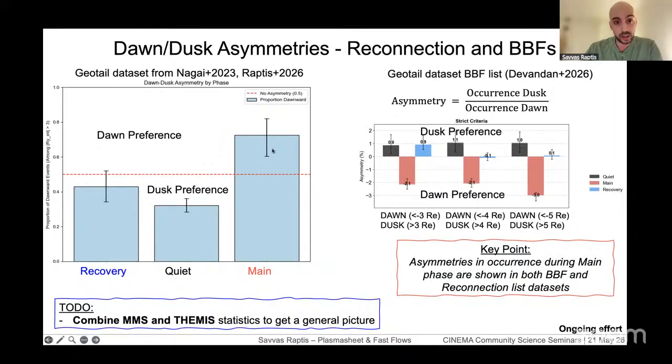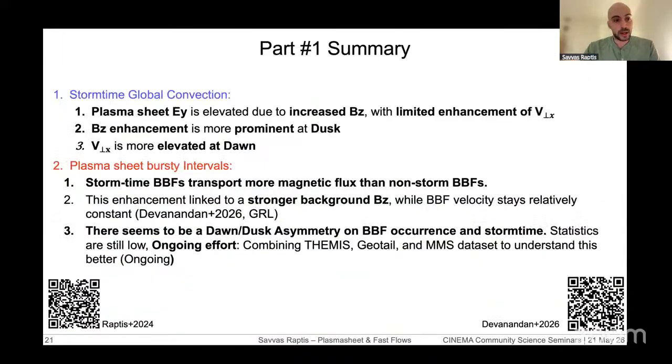And again, as you saw from the sparsity of the bursty bulk flows and the reconnection, these kinds of statistics can be prone to error. So right now we're in the process of combining MMS and THEMIS statistics to hopefully get a more coherent picture and increase the robustness of this result. So that's what I had for the first part.